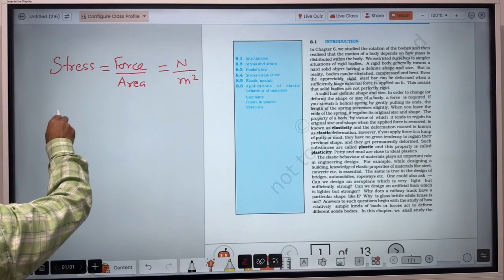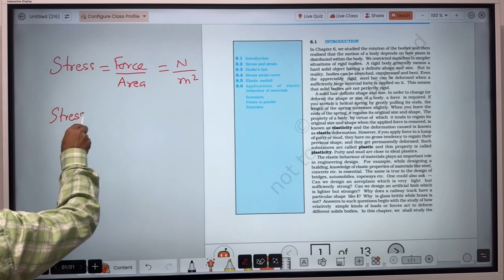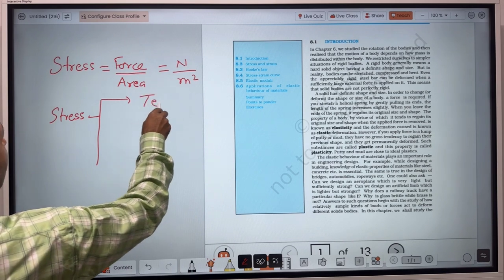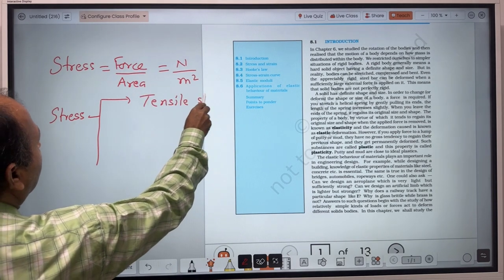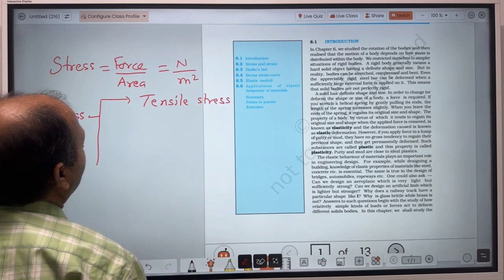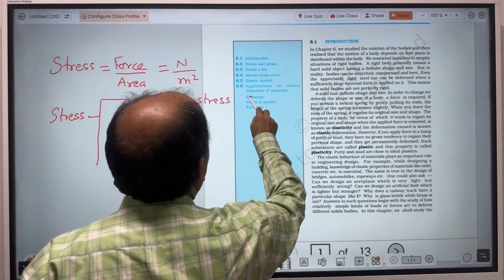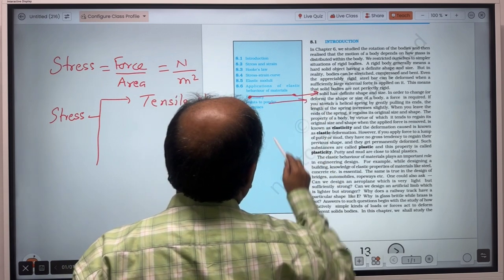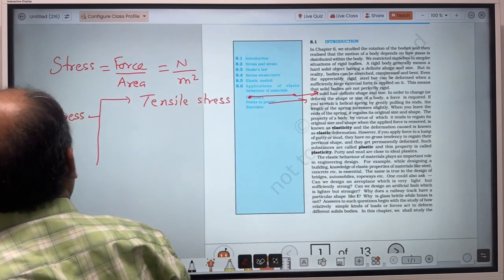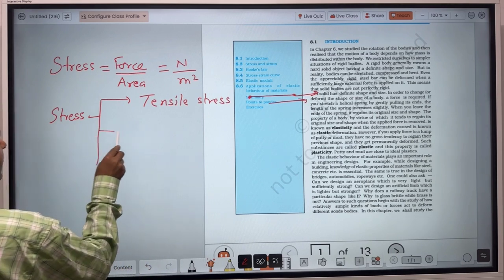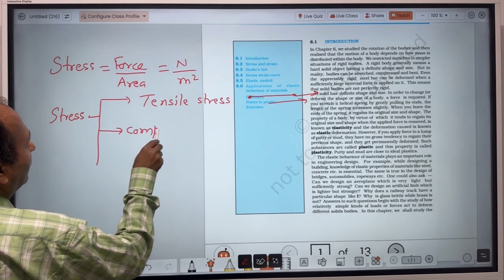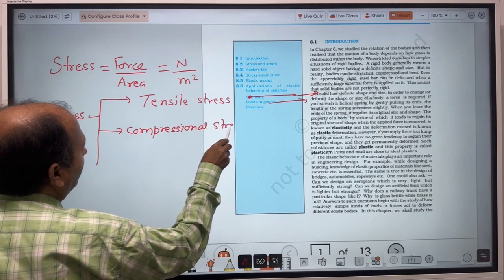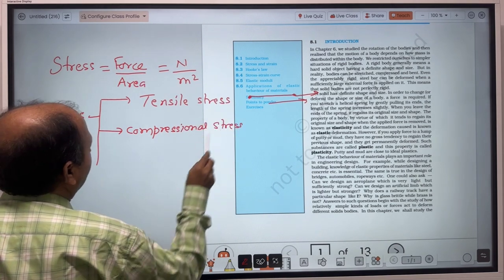Then various types of stress. So let's see the types. So types can be tensile stress. Tensile means when one end is fixed, another end is free, and force is applied to pull it, so that there is elongation. Then another is compressional stress, when body is compressed.